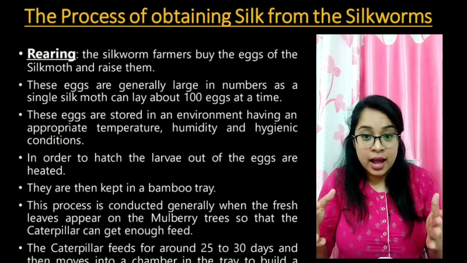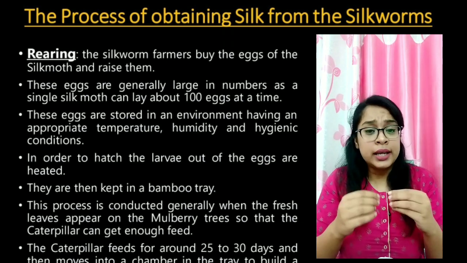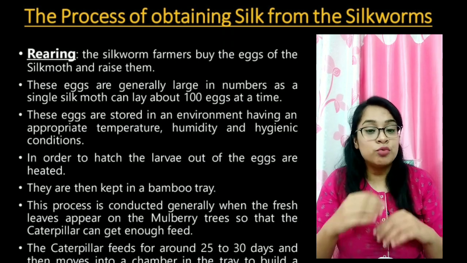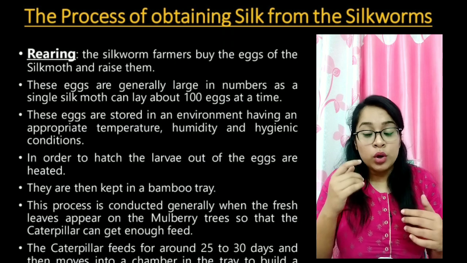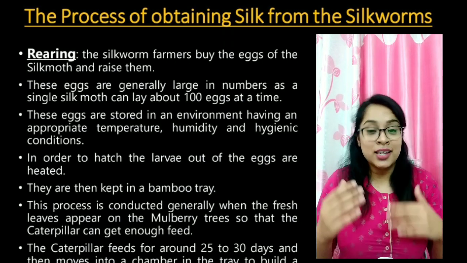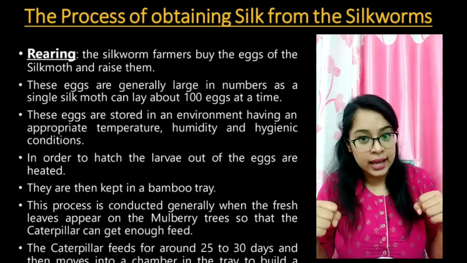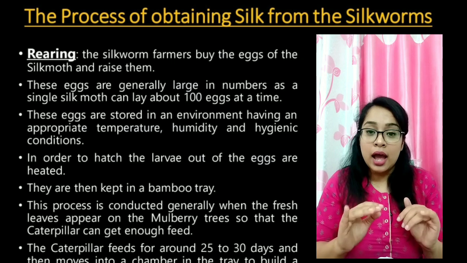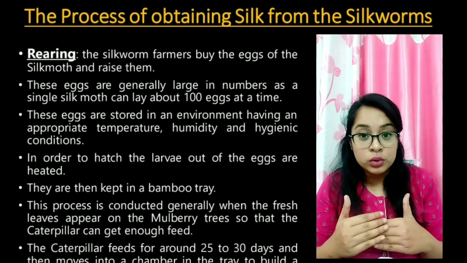When the eggs hatch, the caterpillars emerge from the eggs, and now they feed them with mulberry leaves. For 25 to 30 days, they keep on eating and they grow in size. After 25 to 30 days, they stop eating and they form cocoons.